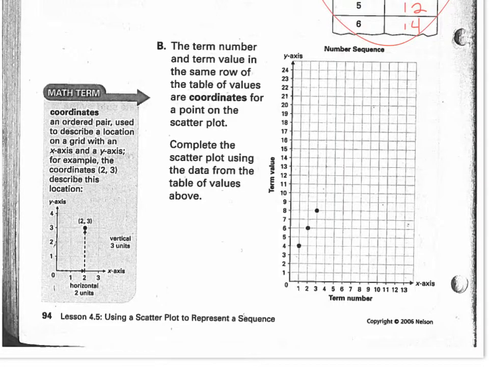Now I'm going to plot that on the scatter plot. My term number is my x value. The term value is going to be the y value. These two numbers make the coordinates. So for example, 1 and 4 become right there.